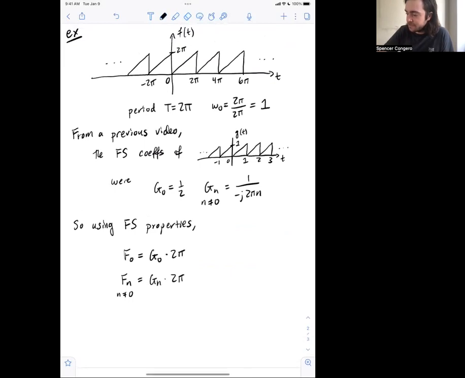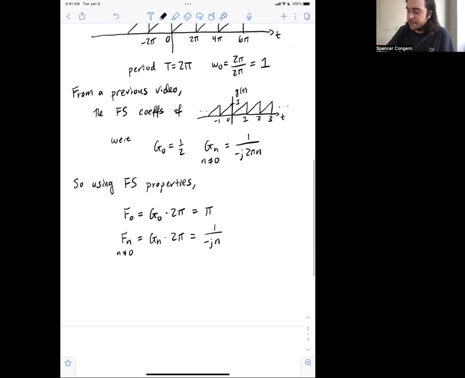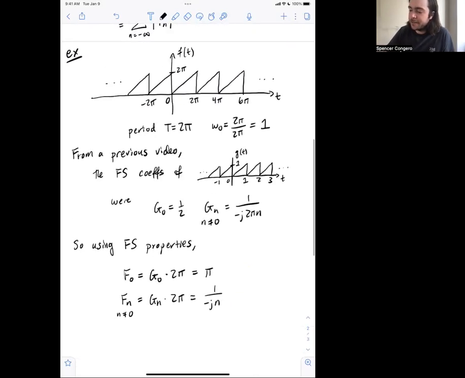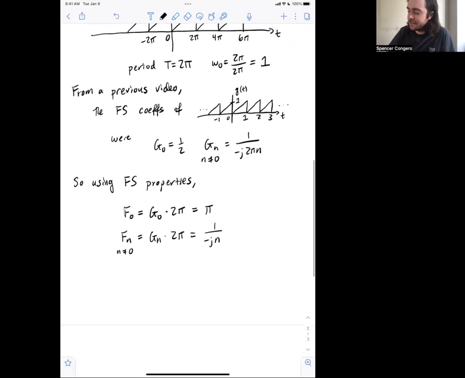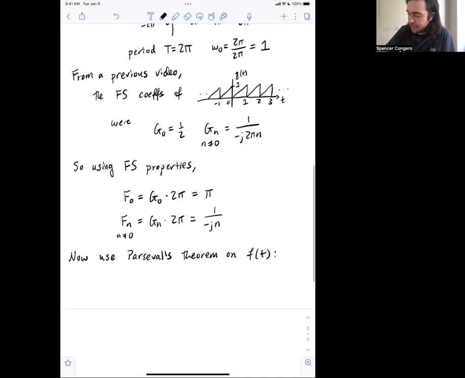So it's pretty simple. 2 pi times a half is just pi. And 2 pi times this, you can see it cancels the 2 pi in the denominator. I get 1 over negative jn. All right, so now we have our function f of t, we have its Fourier series coefficients, and now let's apply Parseval's theorem on f of t. Okay, and what does it say?